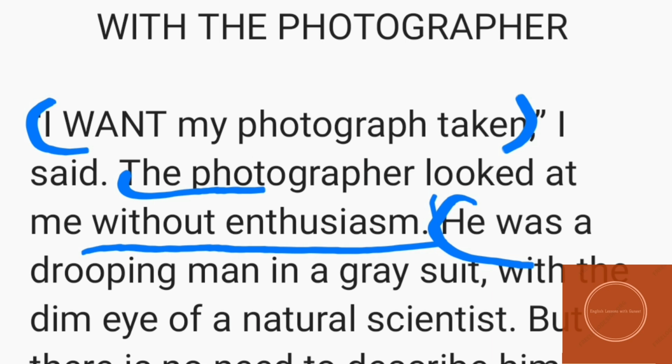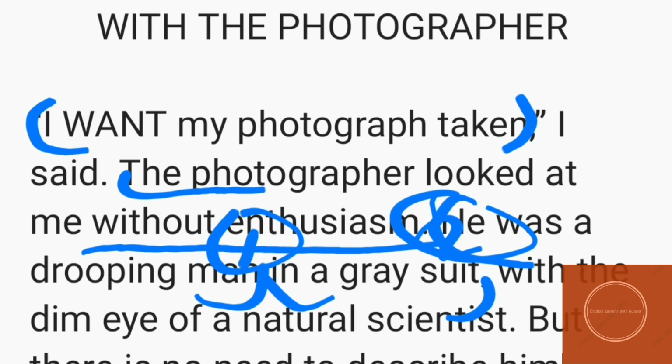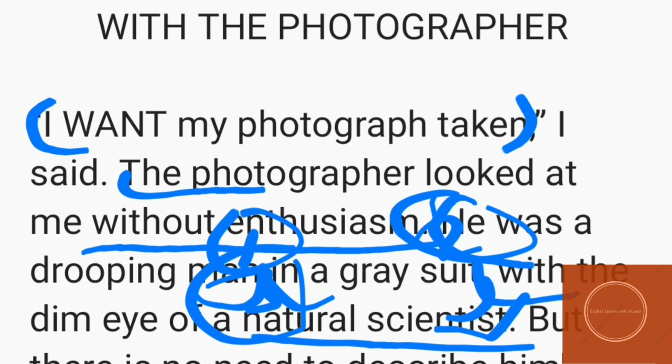So first, he was a drooping man. Second, he was in a grey suit. And the third thing is that he had the dim eye of a natural scientist. It means he had a dim eye like natural scientists have. A natural scientist here signifies a person who experiments with objects. That person is known as a natural scientist.